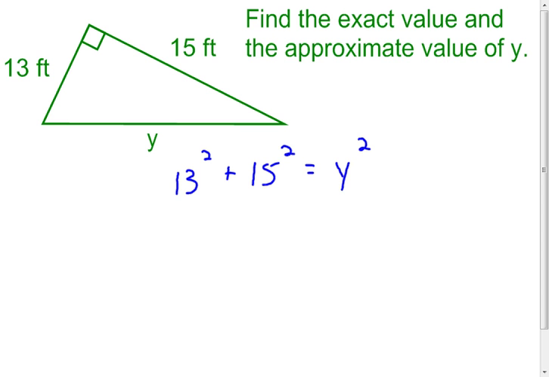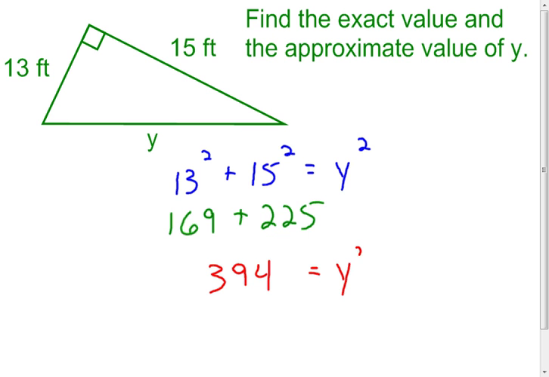Now I'm going to go through and square 13. So I'm going to end up with 169 plus, and then I have to square 15, 225. Add those together. I'm going to end up with 394. So 394 is equal to y squared. Same thing as last time. Now that we're at this point, I have to take the square root of both sides.